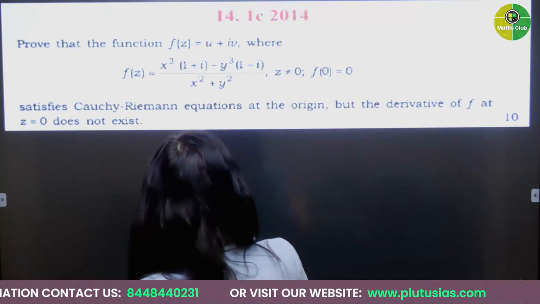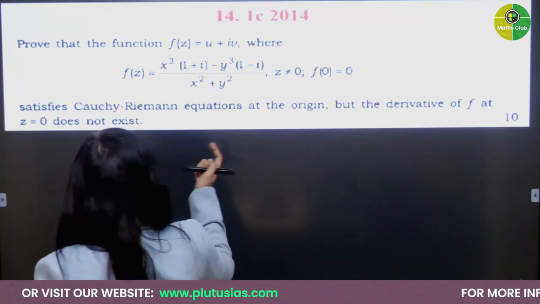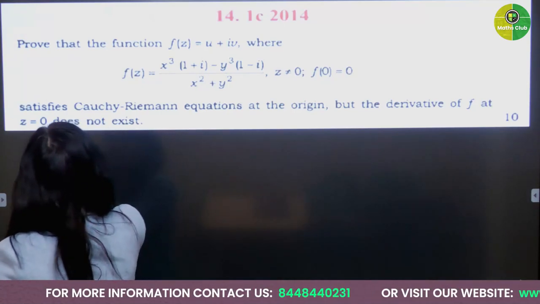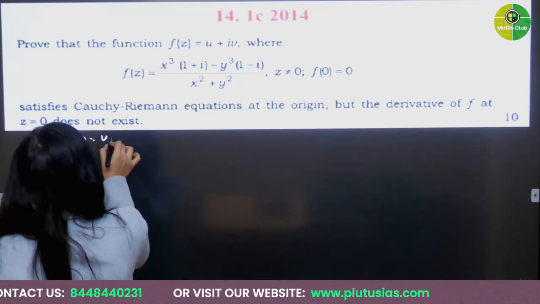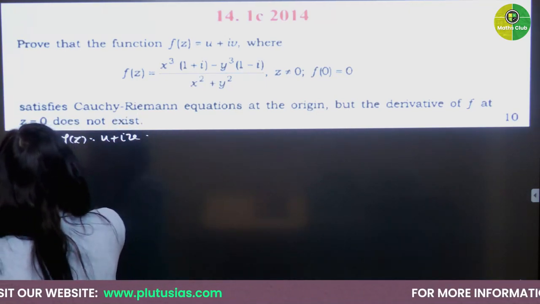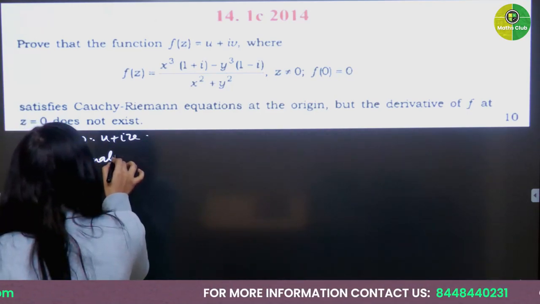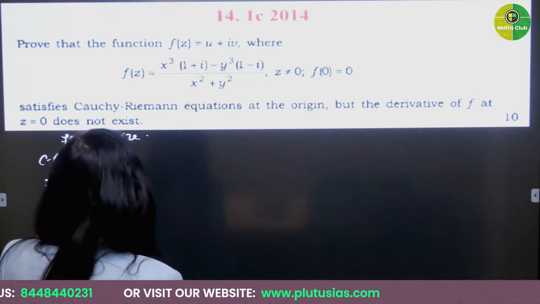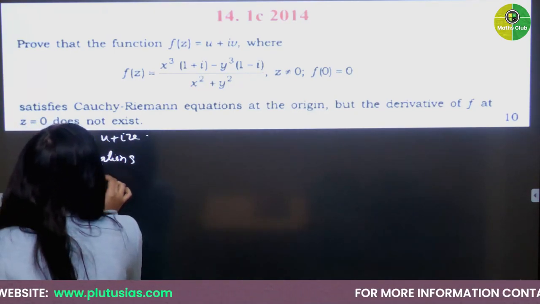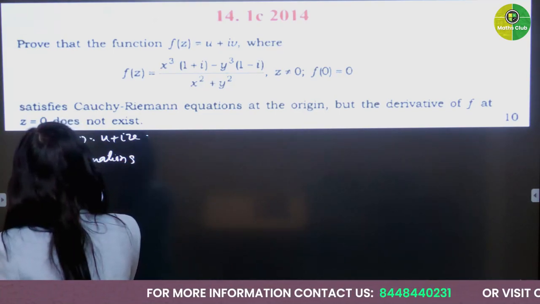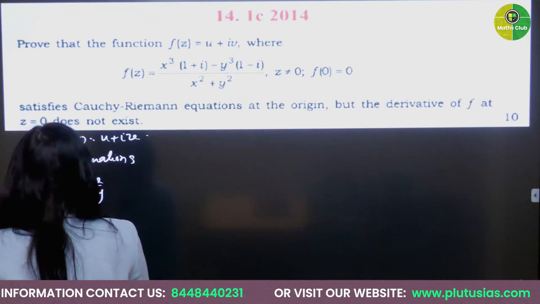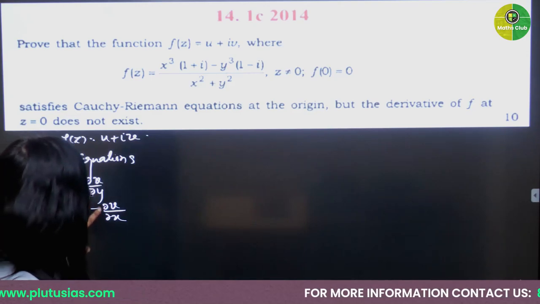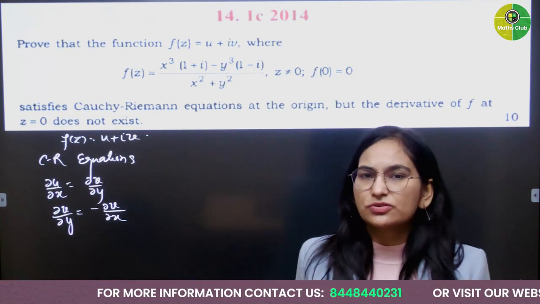First thing, we will prove that it satisfies the CR equations at 0. So what is the CR equation? They are saying f(z) is equal to u plus iota v. If f(z) is equal to u plus iota v, then the CR equations are: u_x, that is the partial derivative of u with respect to x, should be equal to v_y, the partial derivative of v with respect to y, and u_y, the partial derivative of u with respect to y, should be equal to minus the partial derivative of v with respect to x. So these are the CR equations, and we will check whether the given function satisfies these equations or not.